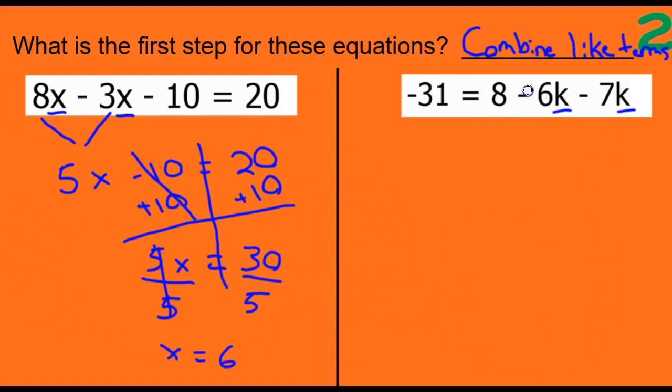Over on this side, I can combine a negative 6k minus 7k. So, negative 6k minus 7k is going to give me a negative 13k. And we have an 8 equals negative 31. This is a positive 8, so I can subtract 8 to move it to the other side or get rid of it.